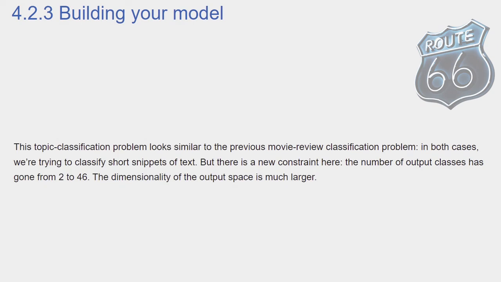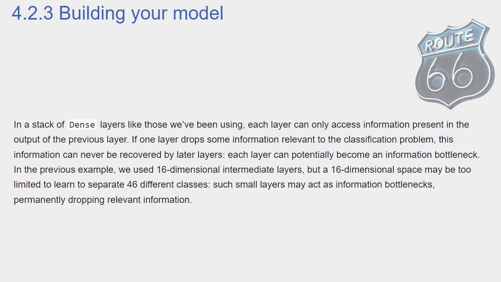Section 4.2.3. Building your model. This topic classification problem looks similar to the previous movie review classification problem. In both cases, we're trying to classify short snippets of text. But there's a new constraint here. The number of output classes has gone from 2 to 46. The dimensionality of the output space is much larger.